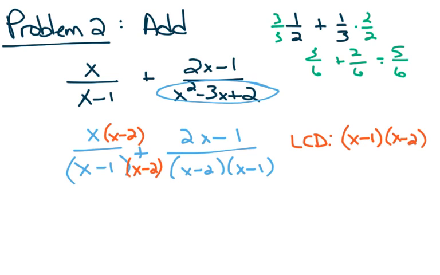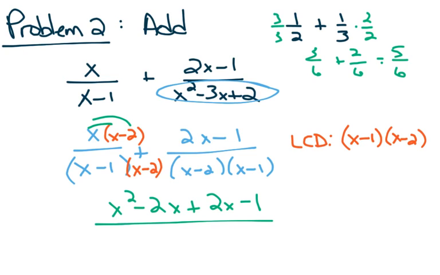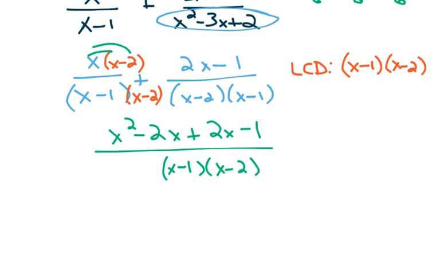All right, so now this is what I have. I have in the numerator x squared minus 2x because I distributed, and I'm going to add to that 2x and a minus 1 because now both fractions have the same denominator. Remember that the order doesn't matter. They really have the same denominator. So now that I've added the numerators, I'm going to combine like terms.